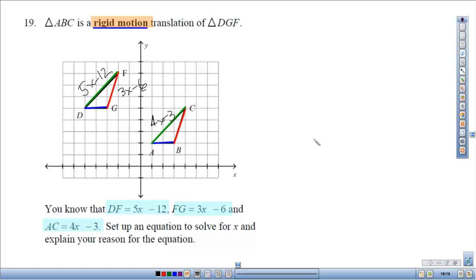All right, so can you hopefully see really easily that DF and AC are in the same spot, so those two must be equal?